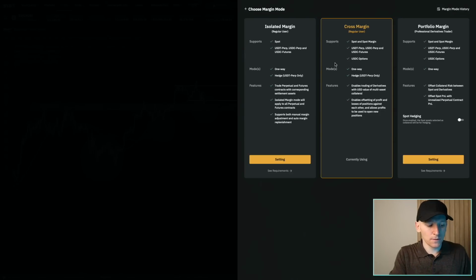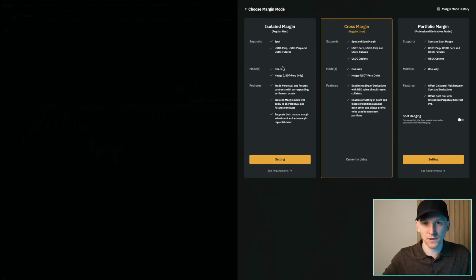So isolated margin isolates your positions individually, and usually you can only use the crypto asset of the pair that you're trading. So let's say I'm trading Bitcoin USDT. With isolated margin, I can use USDT to margin that position. I can't use ETH or the dollar value of ETH, that's not going to work. So I'm trading Bitcoin USDT, isolated. It's isolated to the currency pair that I'm trading. That's the margin that I can use.